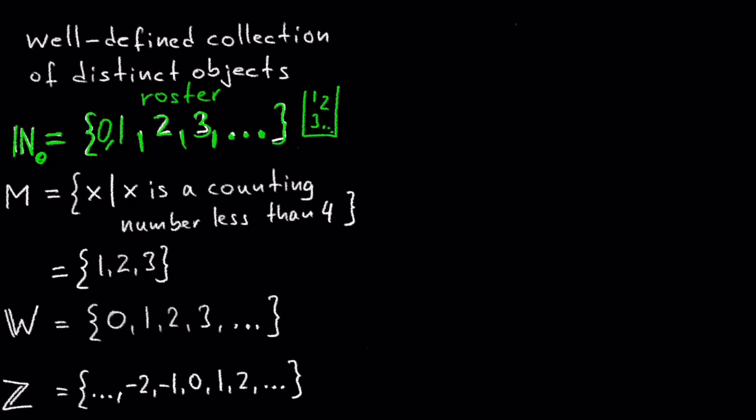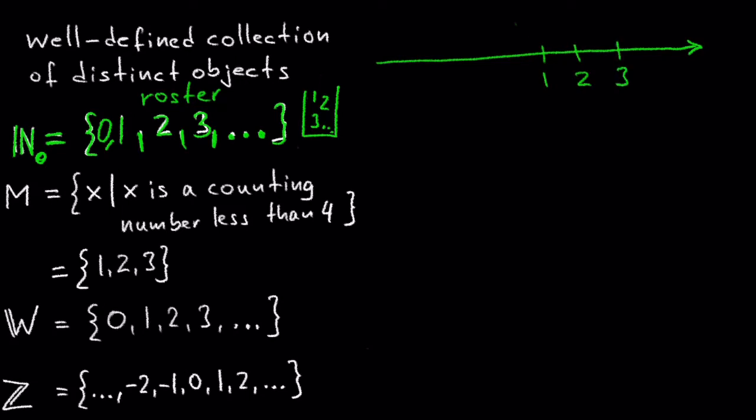You know what? Let me draw a number line just to help you visualize it. Maybe we can put all the numbers of all of our sets on it. Let's start with the natural numbers 1, 2, 3, etc.